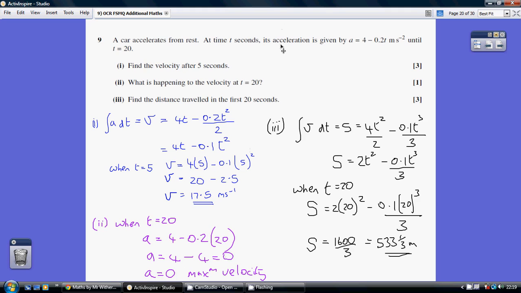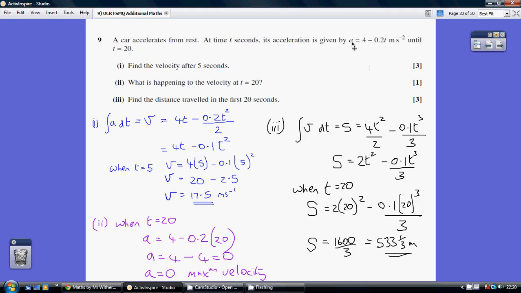So look, we've been accelerating and accelerating all the way through. Well, we've been decelerating, we're slowing down. But by the 20th second, our acceleration has actually got to 0. So we've reached our maximum speed. From then onwards, we're no longer accelerating, we're actually decelerating. So at a equals 0, we've reached our maximum velocity.